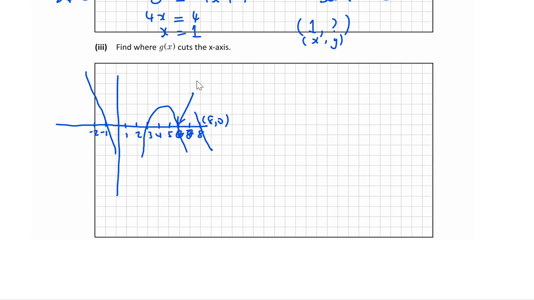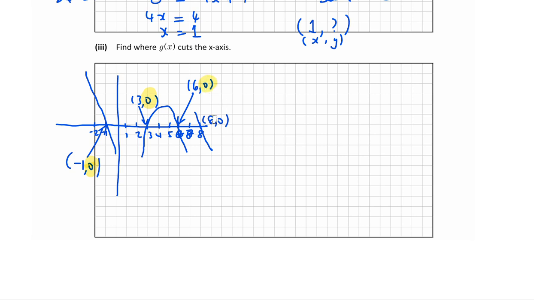Where does that graph cut the x-axis here? It's 6, 0. Where does it cut it here? It's 3, 0. Where does it cut it over here? It's minus 1, 0. What do you notice? Hopefully you spot that any line or curve, if it cuts through the x-axis, the value of y is 0.